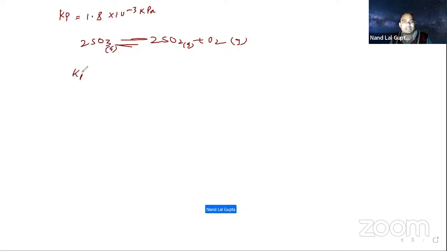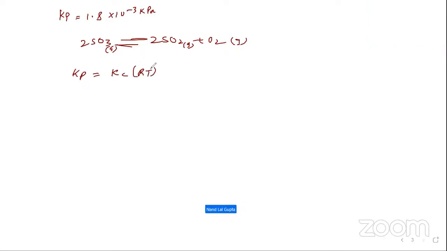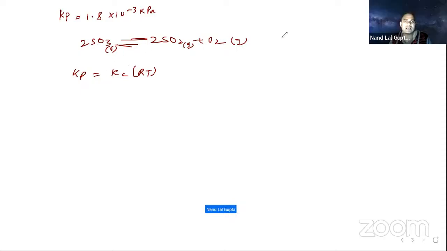Now, what relation do we know? Kp is equal to Kc (RT) power delta Ng. Kc they are asking. First, can you calculate delta Ng? This is 3 minus 2, which is going to be 1.